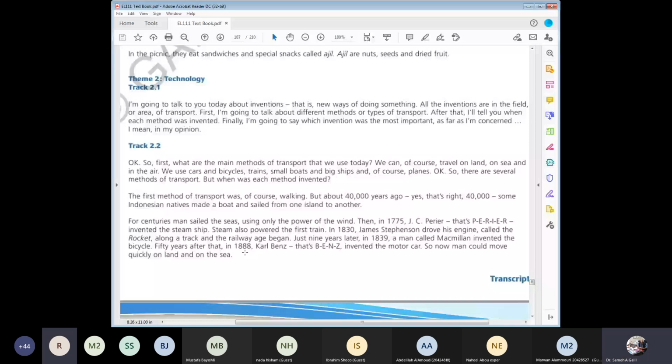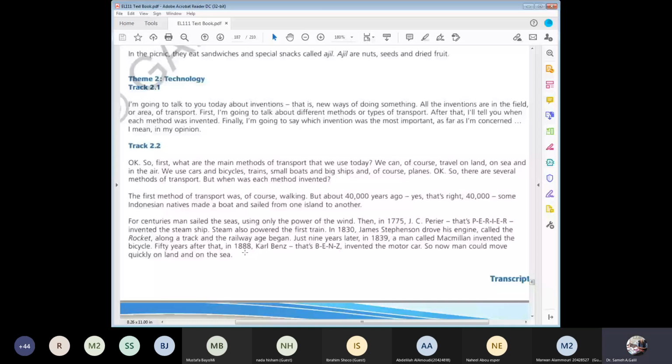All the inventions are in the field or area of transport. You know what field it is? The field of teaching, the field of medicine, the field of history, and so on. So the word field and the word area, what is the relationship between them? Is it a relationship of similarity or contradiction? Similarity, yeah. They are almost synonyms. They have almost the exact same meaning, right?